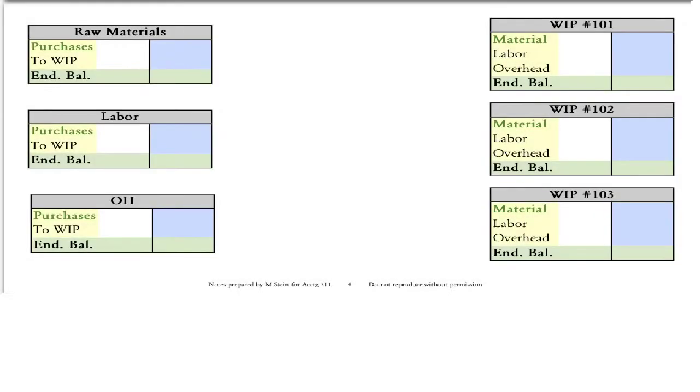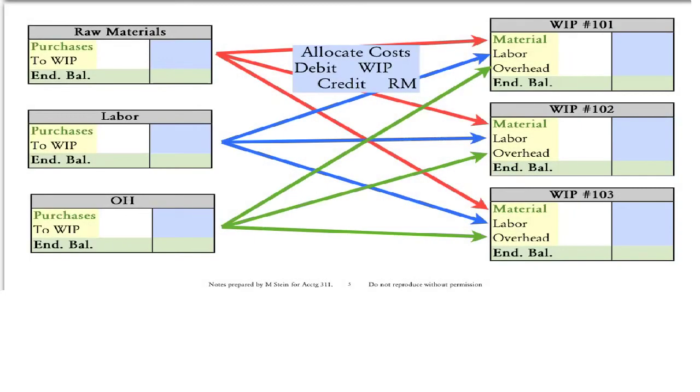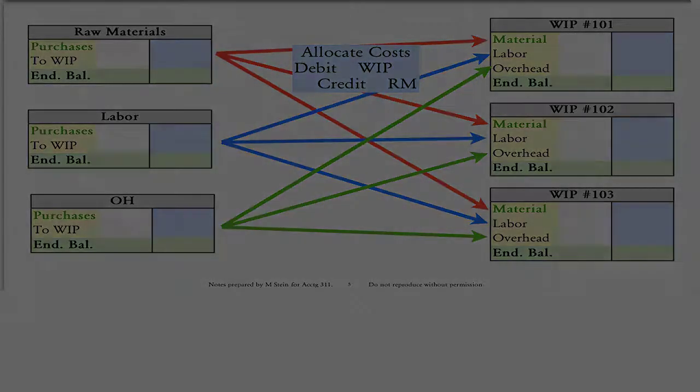In a job order costing system, the actual cost of production ends up in accounts like work in process. A debit to the work in process account and a credit, say, to raw materials is how you transfer costs from raw materials to work in process. The arrows in the diagram show the flow of costs as costs go from raw materials, labor, and overhead to each of the potential product accounts.